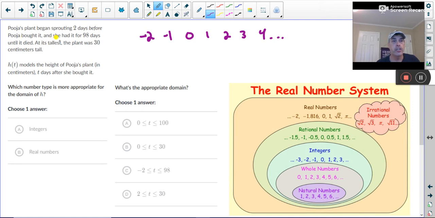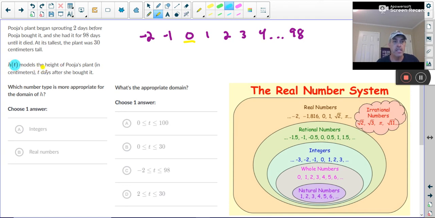And she had it for 98 days until it died. So I'm thinking the day she bought it would have been day 0, and 2 days before it would be -2 days of the days that it was sprouting. At its tallest, the plant was 30 centimeters tall. Okay. H of T models the height of Pooja's plant in centimeters T days after she bought it.